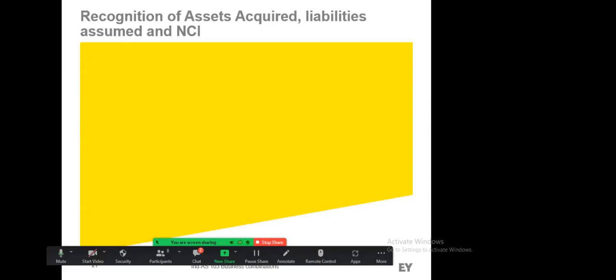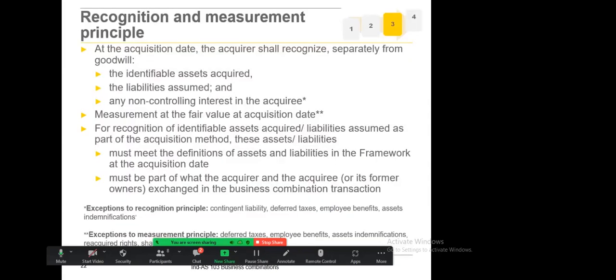Now let us understand the recognition of assets acquired, liabilities assumed, and the NCI, that is the non-controlling interest. Recognition and measurement at the acquisition date: the acquirer shall recognize separately from the goodwill the identifiable assets that you have acquired, the liabilities that you have assumed, and any non-controlling interest in the acquiree. What do we mean by the non-controlling interest? Say, if we take the example of a subsidiary, if you have acquired 80% stake in the subsidiary, the balance 20% will go under your NCI.